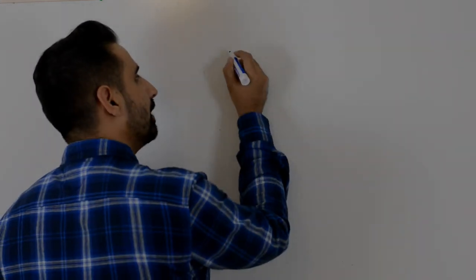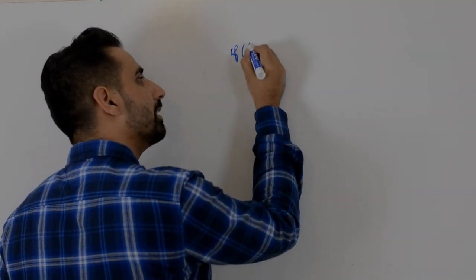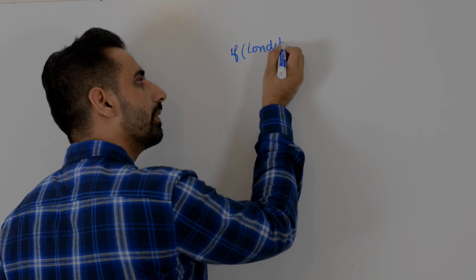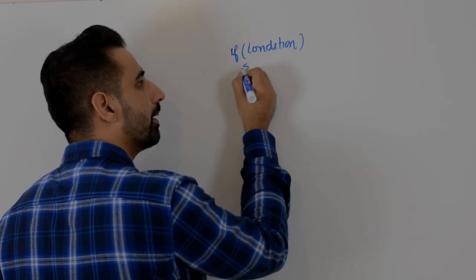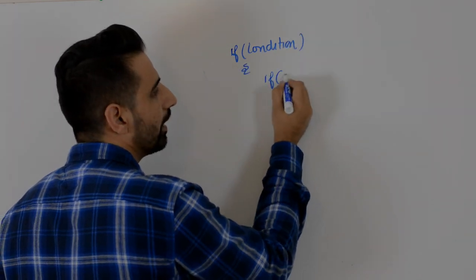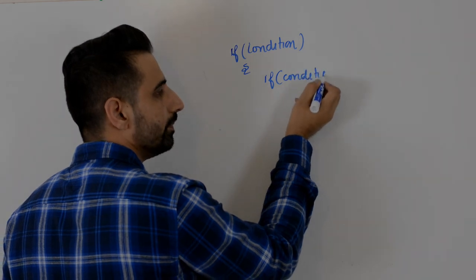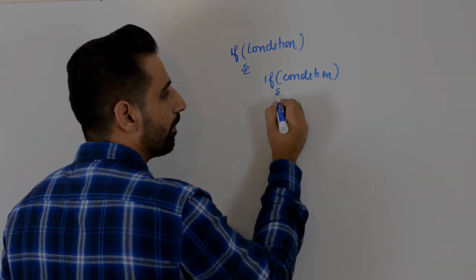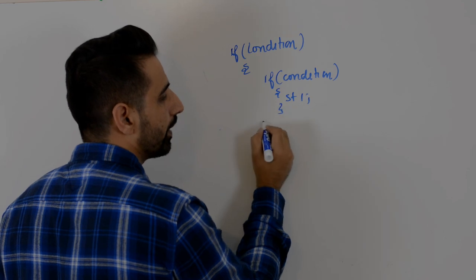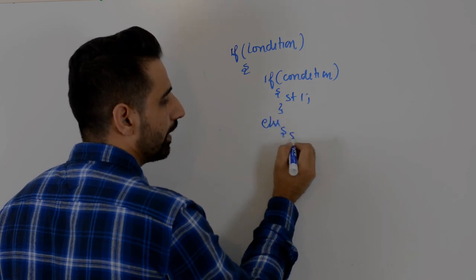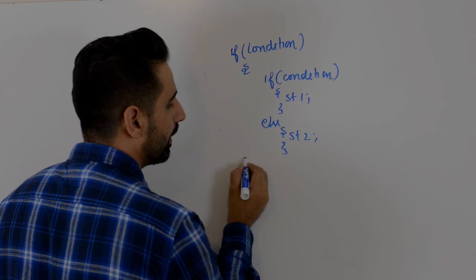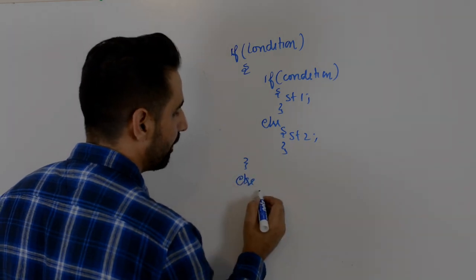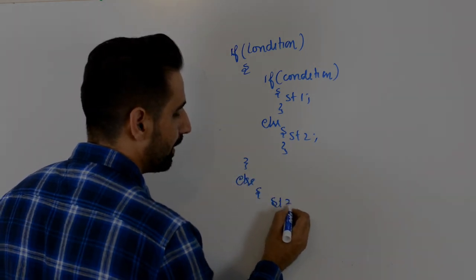So what is nested if? If we have an if inside another if. Let's take an example syntax. If I write down if condition, and then I write if condition, statement 1, else statement 2, and here I have written else statement 3.